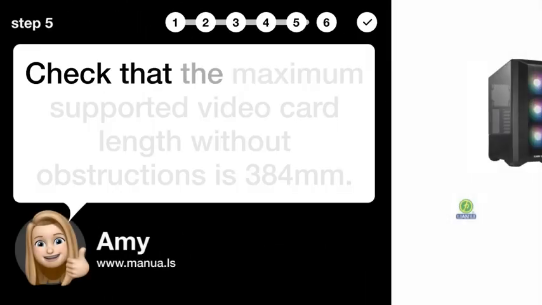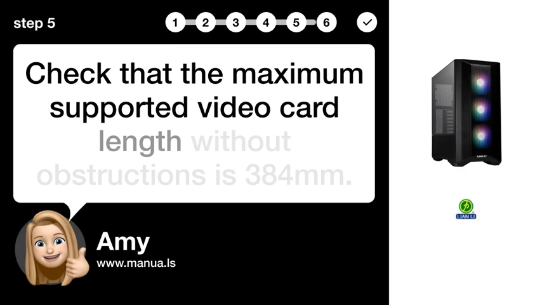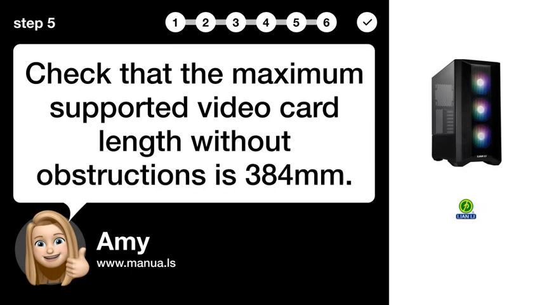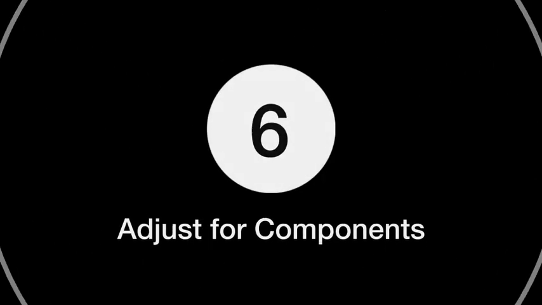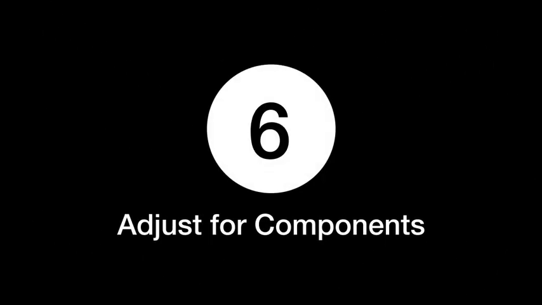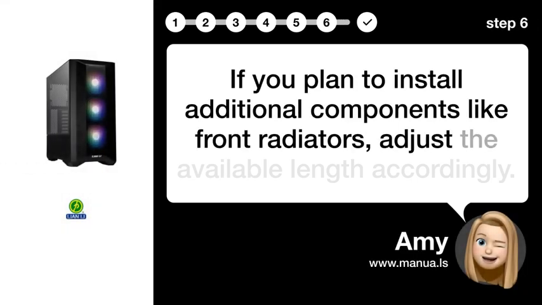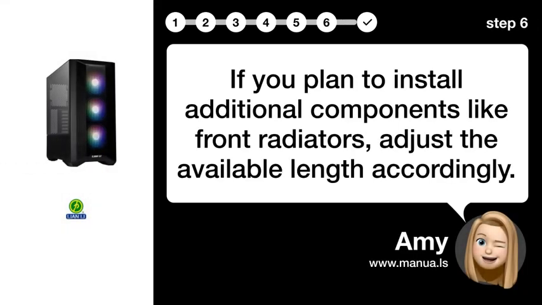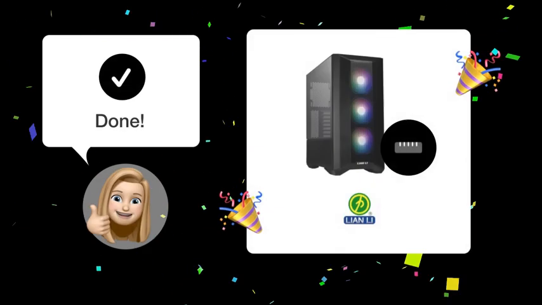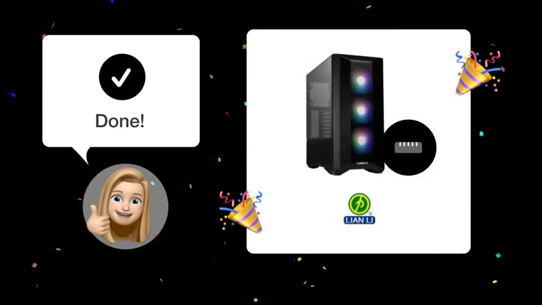Step 5. Check length. Check that the maximum supported video card length without obstructions is 384 mm. Step 6. Adjust for components. If you plan to install additional components like front radiators, adjust the available length accordingly. By following these steps, you should now be able to determine the maximum length for your video card in the LIAN LI Lancool II Mesh.